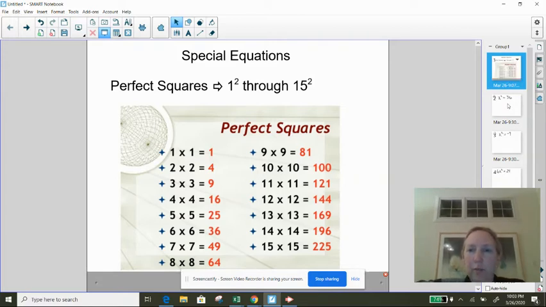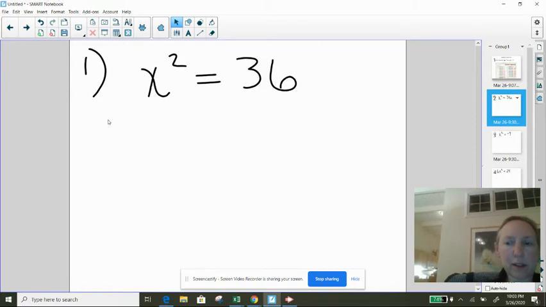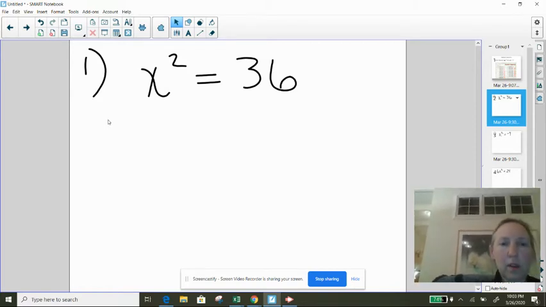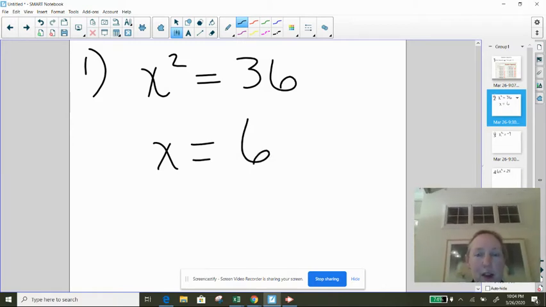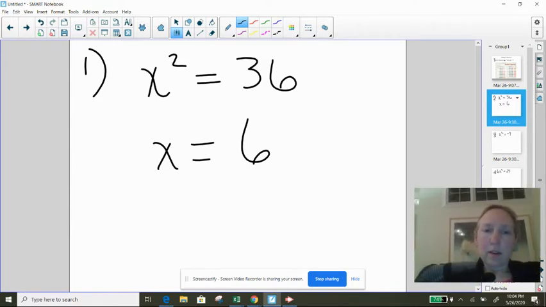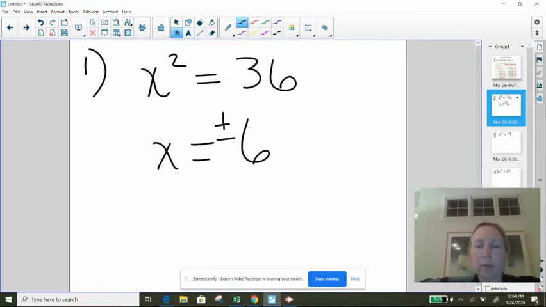Now that you've done that, we're going to begin solving equations. So think about what you just wrote down. What number can you multiply by itself to get 36? Think about that list. Some of you might say, well, the answer is 6. But that would only be half right, because there's another number you can multiply by itself to get 36. It's also negative 6. And the way we write that is with this symbol, plus or minus.